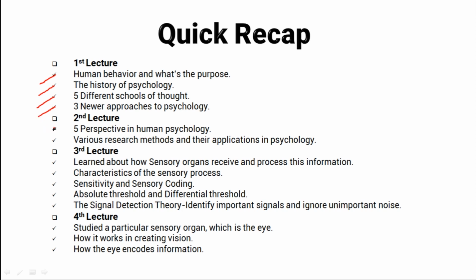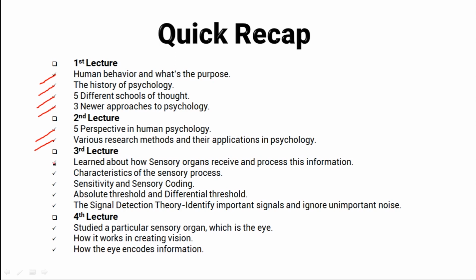In the second lecture, we discussed 5 different perspectives of psychology through which human behavior can be studied. There are 5 perspectives: the behavioral perspective, biological perspective, cognitive perspective, the psychoanalytic perspective, and lastly, the subjective perspective. Each perspective provides a unique way of looking at human behavior and understanding it better. Then we expanded our study and discussed how we do research in human psychology. I explained various ways of doing research, such as experimentation, survey method, correlational method, literature review, observation, and many more.